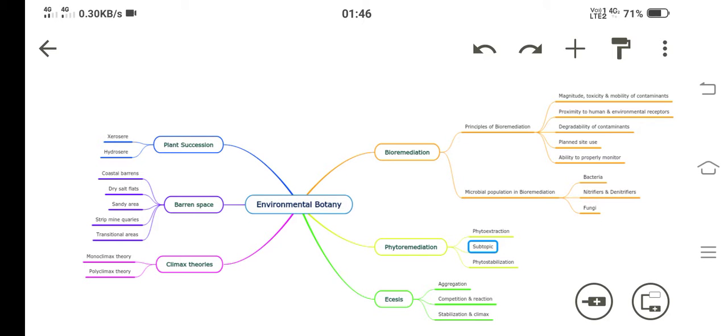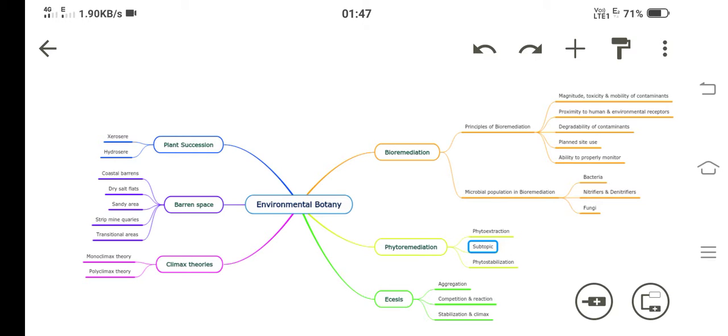Welcome students. In this video, I am going to have a review of our unit Environmental Botany. We have completed all the topics in this unit and hence I am taking the review of the entire unit known as Environmental Botany. And for this purpose, I have prepared this mind map.